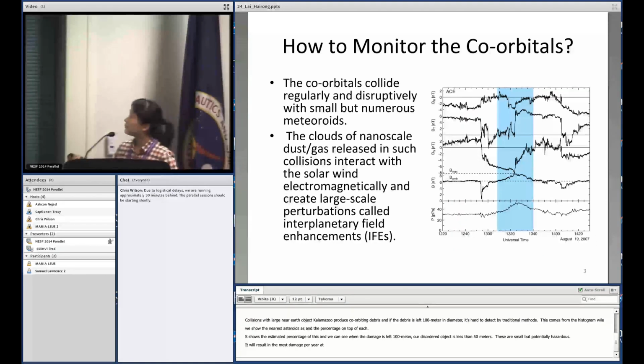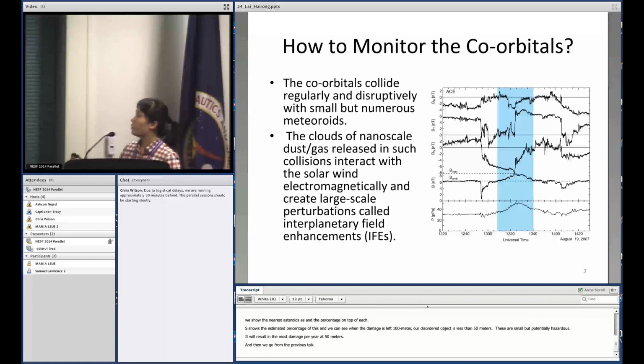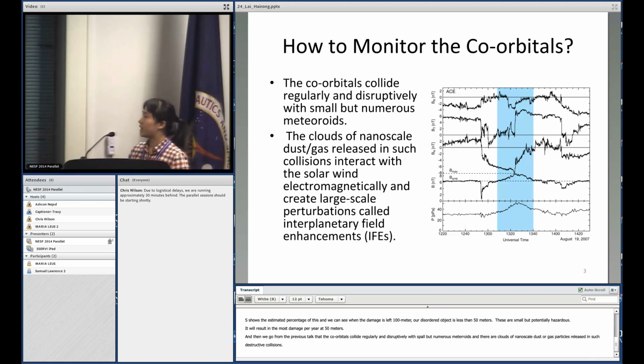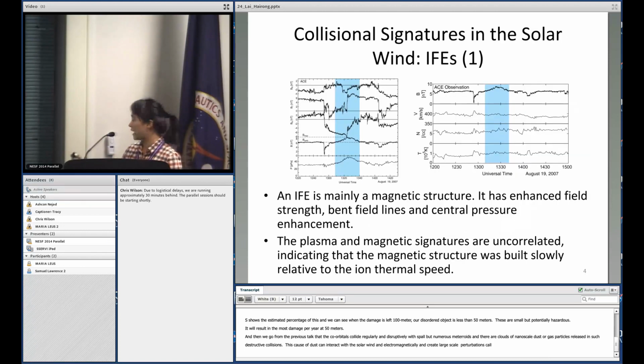Then we heard from the previous talk that the co-orbitals collide regularly and disruptively with small but numerous meteoroids, and there are clouds of nanoscale dust or gas particles released in such destructive collisions. These clouds of dust can interact with the solar wind electromagnetically and create large perturbations in the interplanetary magnetic field called the interplanetary field enhancements, for short IFEs.